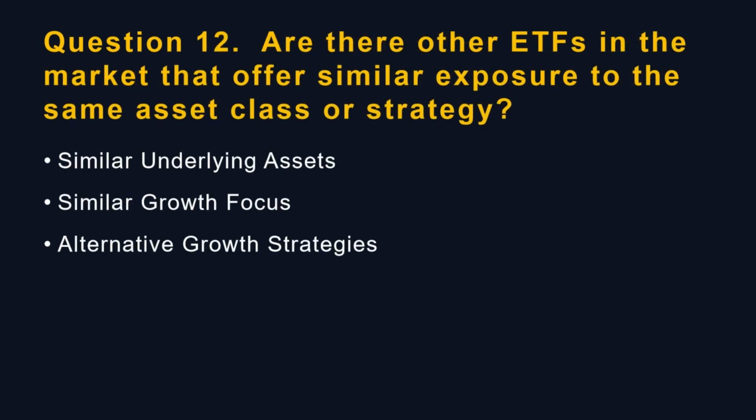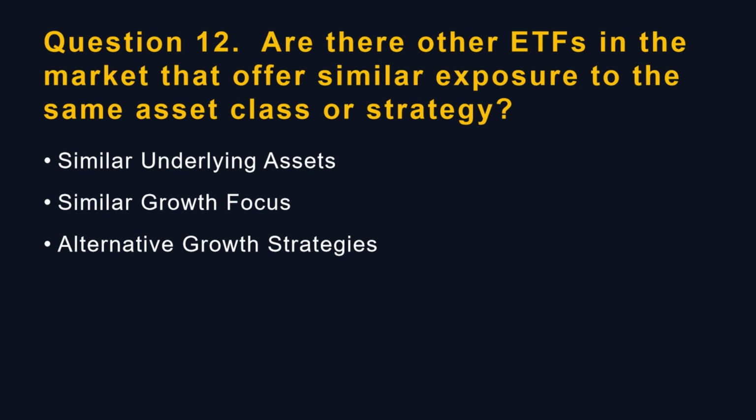Question 12. Are there other ETFs in the market that offer similar exposure to the same asset class or strategy? Yes. There are several ETFs in the market that offer similar exposure to the asset class and strategy of the Invesco SP 500 GARP ETF, SPGP. Here's a breakdown of some alternatives to consider. Similar underlying assets. Large cap US equity ETFs. These ETFs track broad market indices like the SP 500 or Russell 1000, providing exposure to a large basket of US companies, similar to SPGP's underlying holdings. However, they may not have the same focus on growth at a reasonable price. Examples include SPDR SP 500 ETF, SPY, iShares Russell 1000 ETF, IWF.